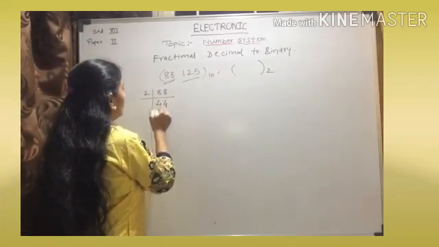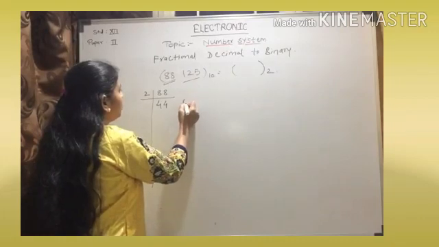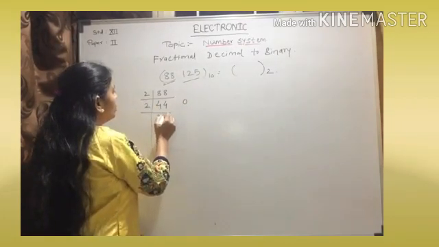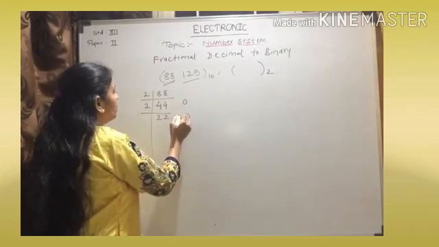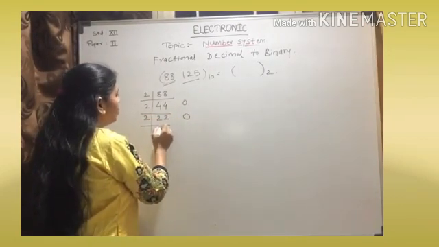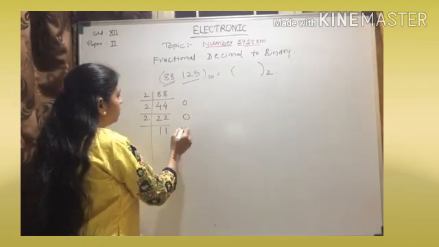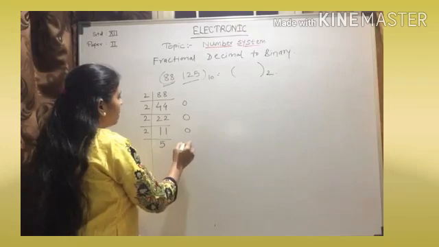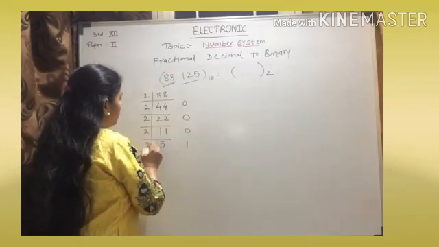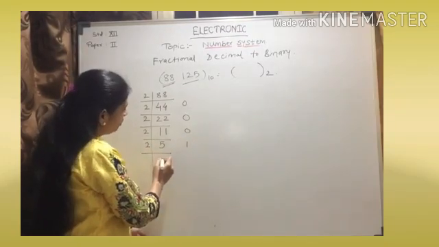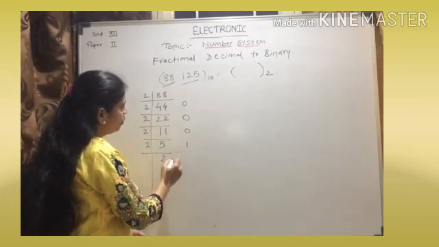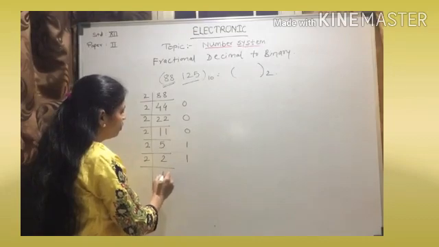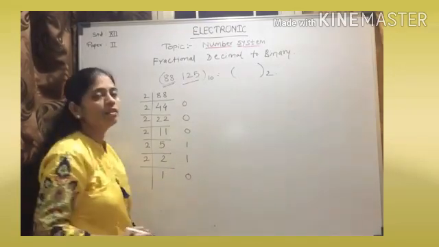So here we got the quotient 44 and the remainder is 0. Then again we have to divide it by 2. We got here quotient 22, remainder is 0. Then divide it by 2. We got quotient 11, remainder is 0. Divided by 2. We got quotient 5 and remainder is 1. Divided by 2, we got here quotient is 2 and remainder is 1. Then again divided by 2, we got the quotient 1 and the remainder is 0.